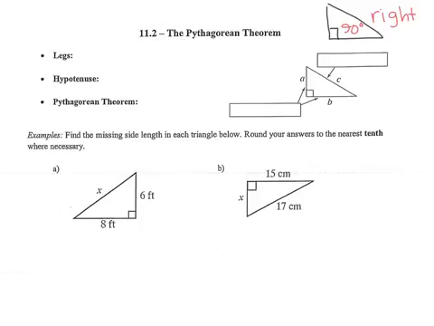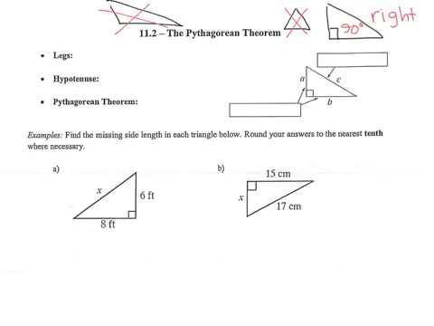So not all triangles are right. This triangle is not right because it does not have a 90-degree angle. This triangle is not right because it does not have a 90-degree angle.